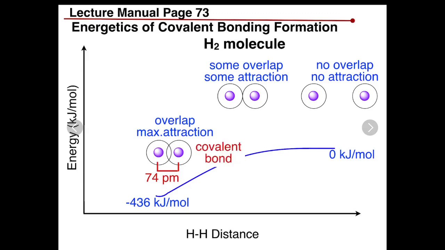The distance between the two nuclei that come together, that allows for their orbitals of electrons to overlap, we call this distance the covalent bond length.